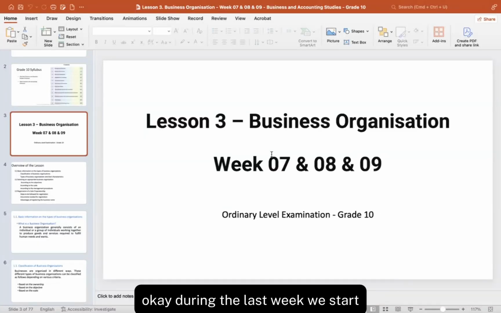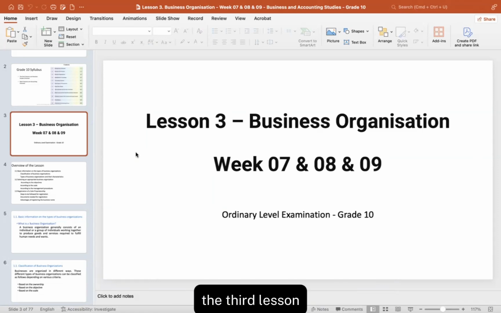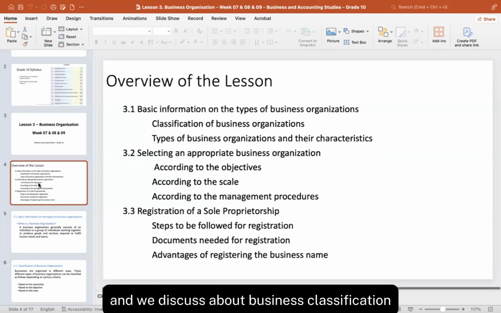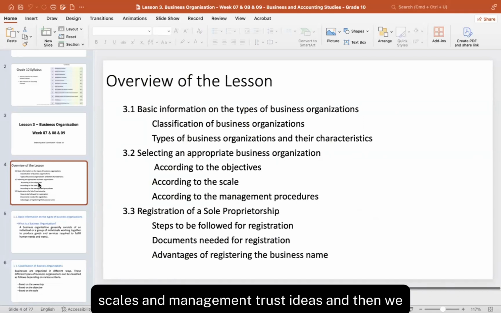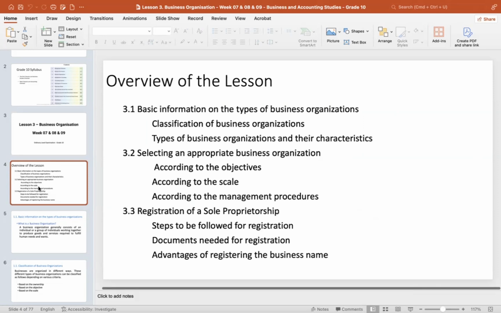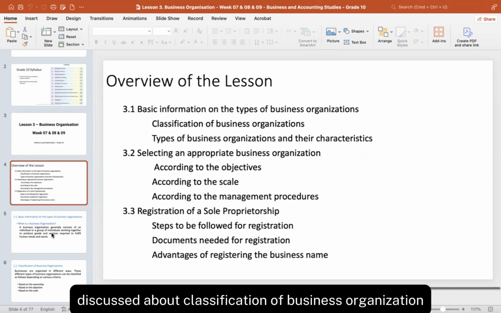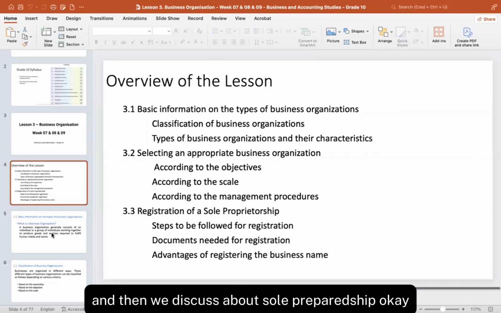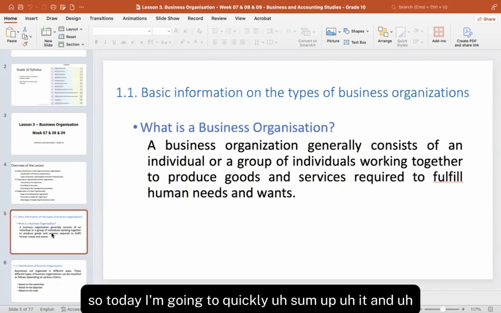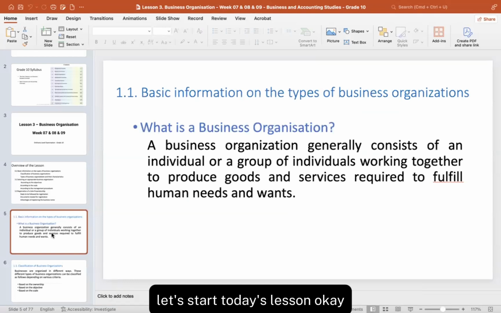Okay, during the last week, we started business organization, the third lesson, and we discussed business classification according to objectives, scales, and management procedures. And then we discussed classification of business organization based on the ownership, objective, and scale. And then we discussed sole proprietorship. So today I'm going to quickly sum it up, and let's start today's lesson.